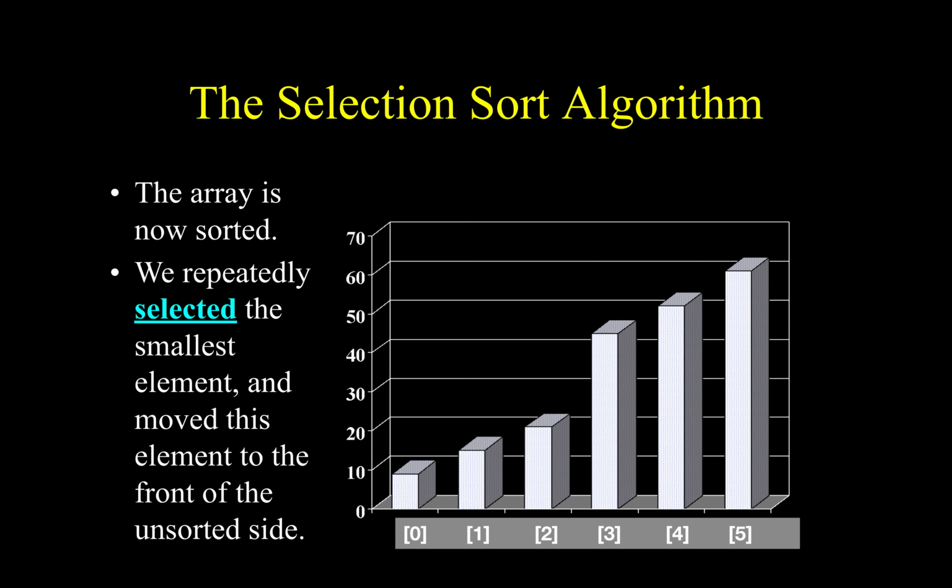We repeatedly selected the smallest element and moved it to the front of the unsorted side. So what we did is repeatedly the same operation. We found the smallest element of the unsorted side and we moved it to the front of the unsorted side. That is the only simple operation that we did.